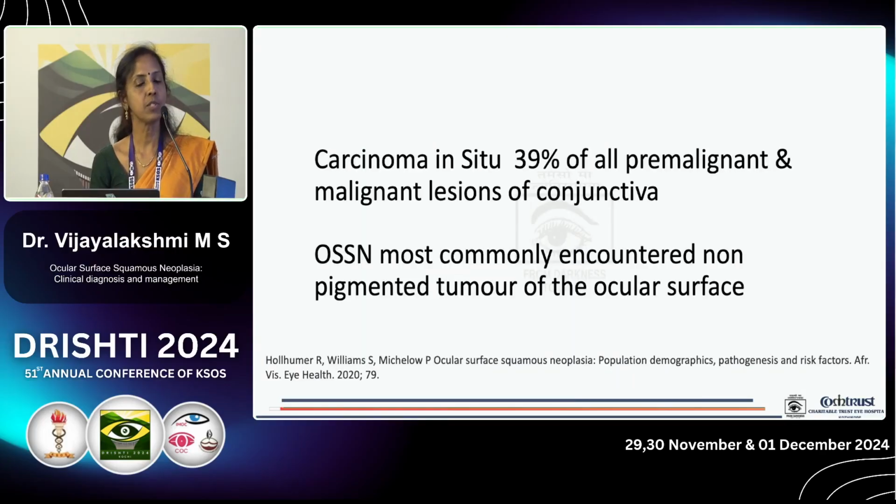Now, 39% of all pre-malignant and malignant lesions of the conjunctiva is carcinoma in situ, and OSSN is the most commonly encountered non-pigmented tumor of the ocular surface. So it's very important you diagnose it early and treat it.